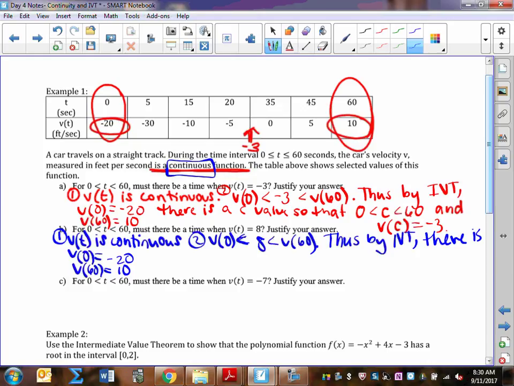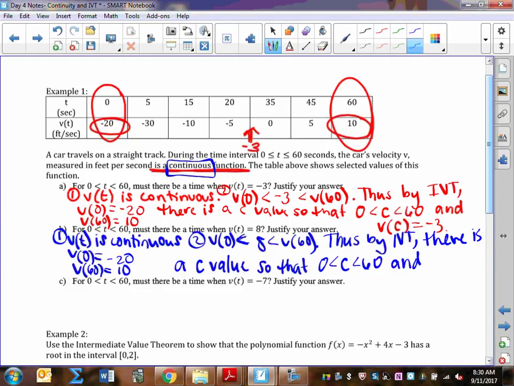There is a C value. Because we don't know exactly what it is, so we're just going to say C value. You could have said Q value, H value. We're going to stick with C since that's what the intermediate value theorem uses. There is a C value so that my C value falls in that x interval. So C is in between 0 and 60.